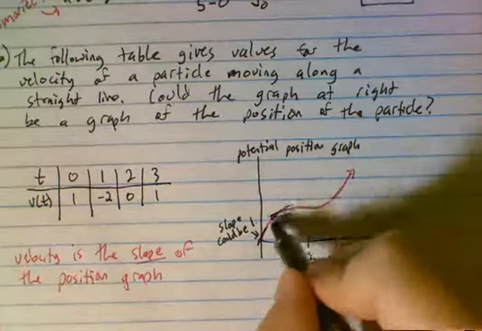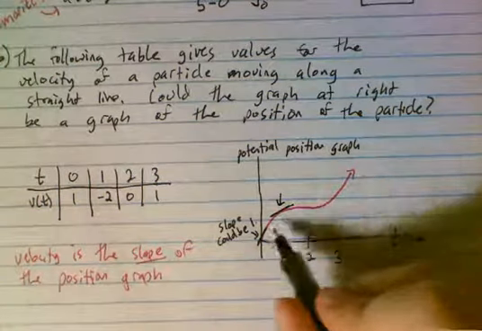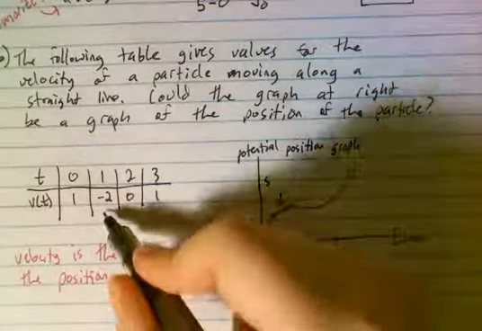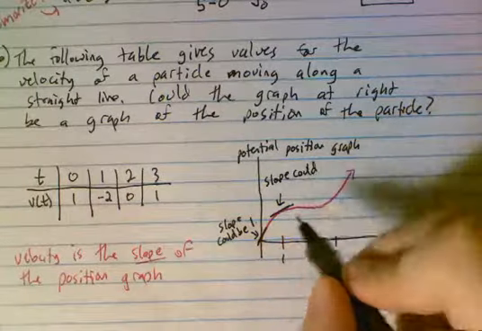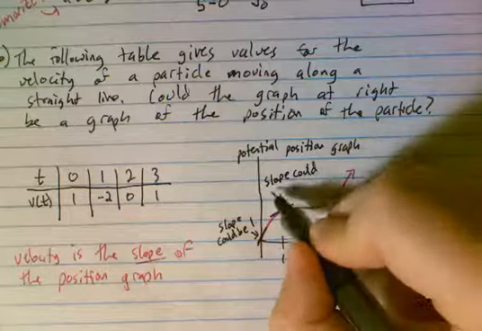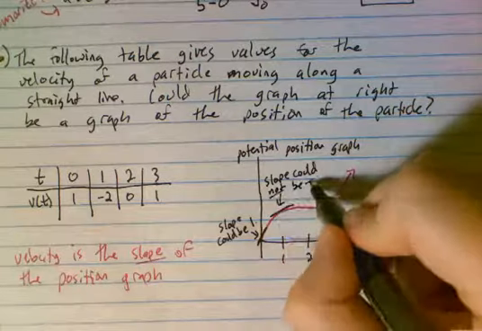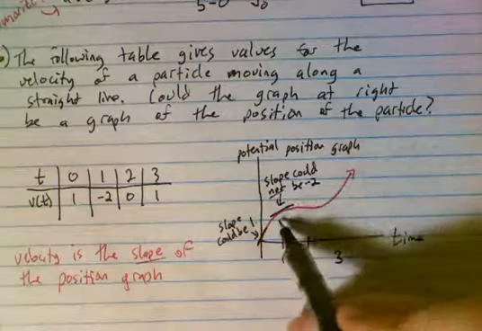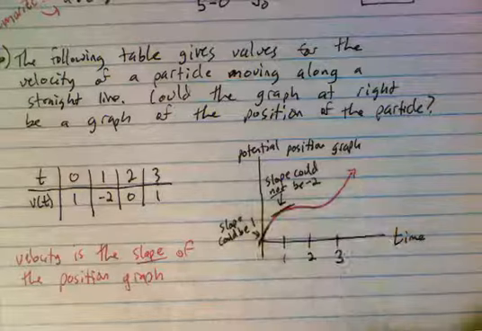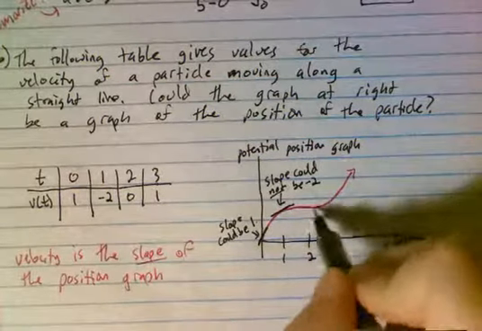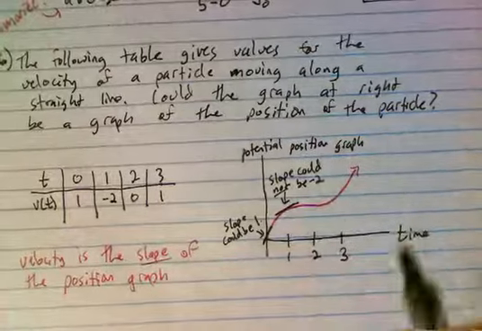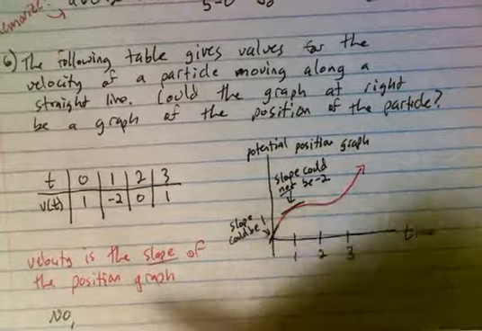Right here, that's definitely a positive slope. But here it says that the slope, the velocity, is negative 2. That's definitely not true. Could not be negative 2. It could be 0.5, it could be some other positive number, but it's definitely not negative. So we can stop right there and we can say, nope.